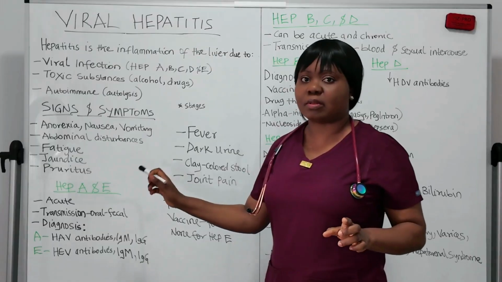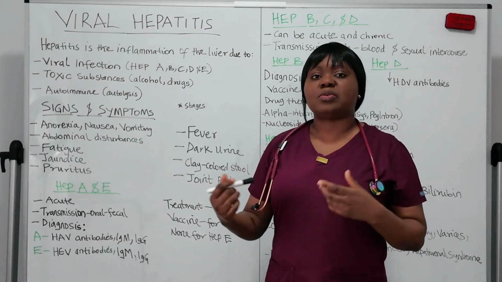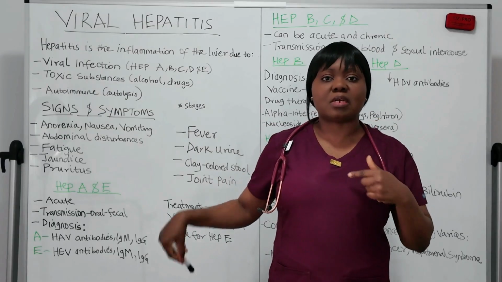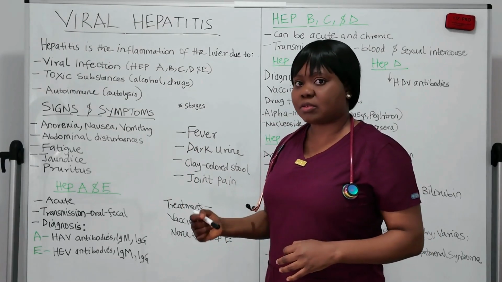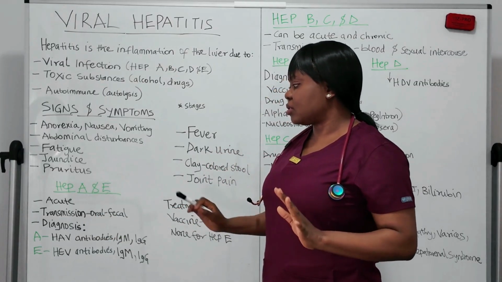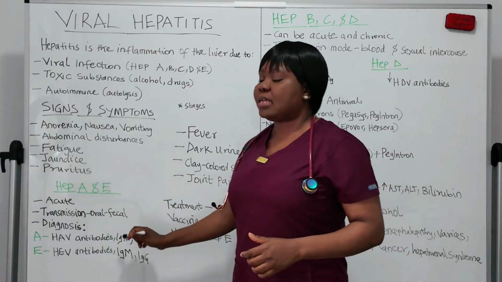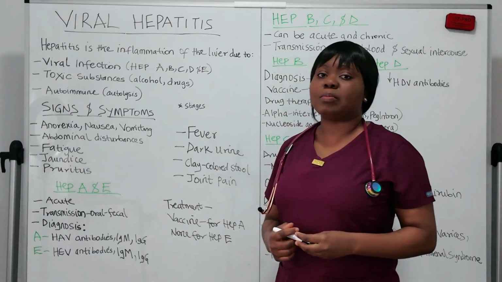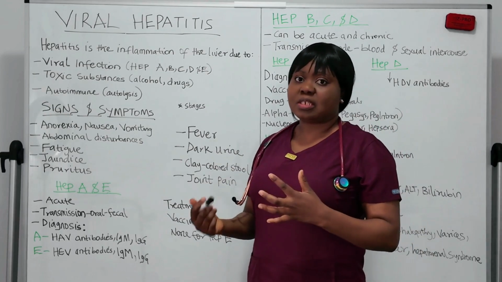Transmission is the same for these two types of hepatitis, it is oral-fecal. So when you think of anything mouth and the anus. For hepatitis A, the diagnosis is hepatitis A virus antibodies when they do the test, and then they can also do immunoglobulin M and immunoglobulin G. They do this test also.